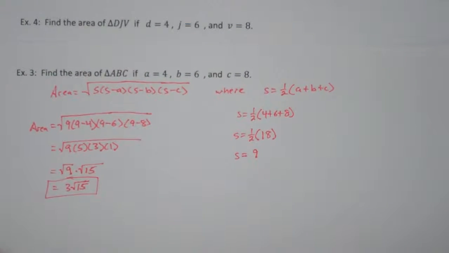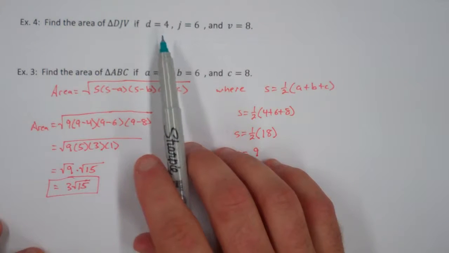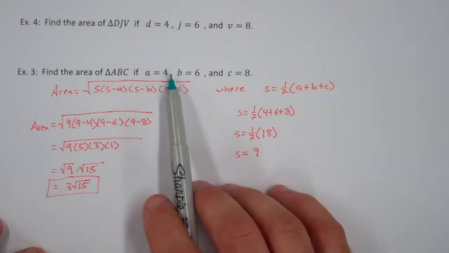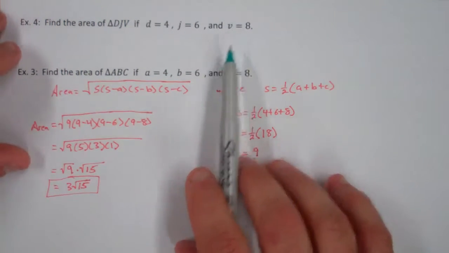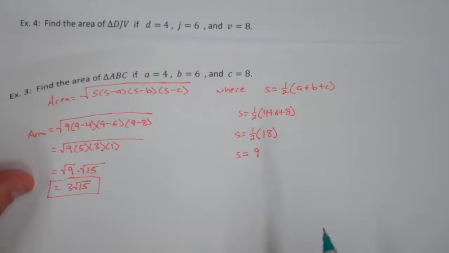In this example, we're going to find the area of triangle DJV. If you did watch example 3, you'll notice, I'll bring that page back here for you, that this is the same triangle, really. Not exactly the same, but the side lengths are the same. These two triangles are congruent. We used Hero's formula last and got 3 root 15. Whatever the units are, those would be squared.